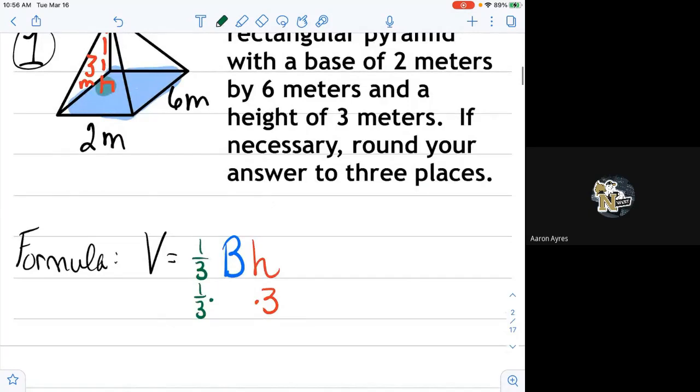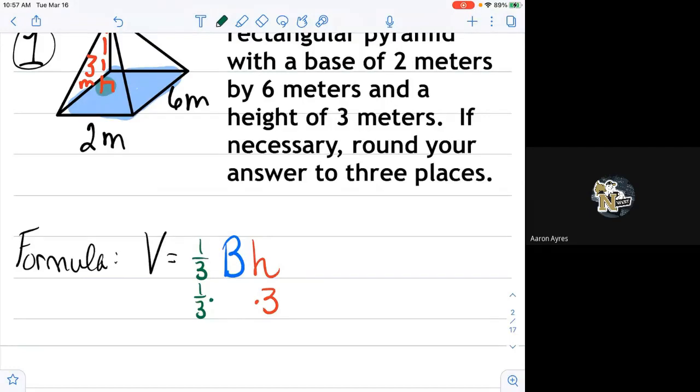Now, what's the area of the base? What numbers go for the area of the base? It's a rectangle, so what's the area of the base? 12, right? 6 times 2. Everybody okay with that? You guys are quiet out there in math land. You guys okay with how I'm doing this?